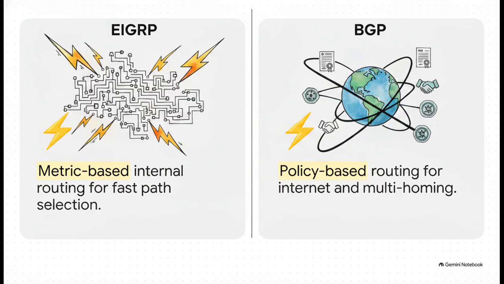There's a pretty stark contrast in how different routing protocols are used, too. EIGRP, as we just saw, is metric-based. It's built purely for speed and finding the absolute fastest path inside your own private network. But BGP? BGP is policy-based. You don't use BGP internally for speed. You use it at the very edge of your network to peer with internet service providers. BGP makes its decisions based on strict business rules and contracts, which is exactly why it's the protocol used to hold the entire global internet together.